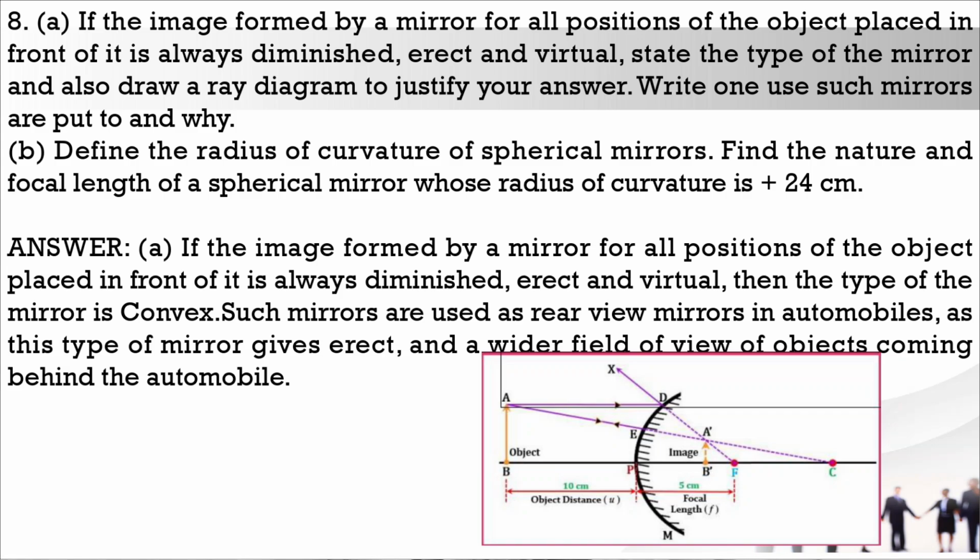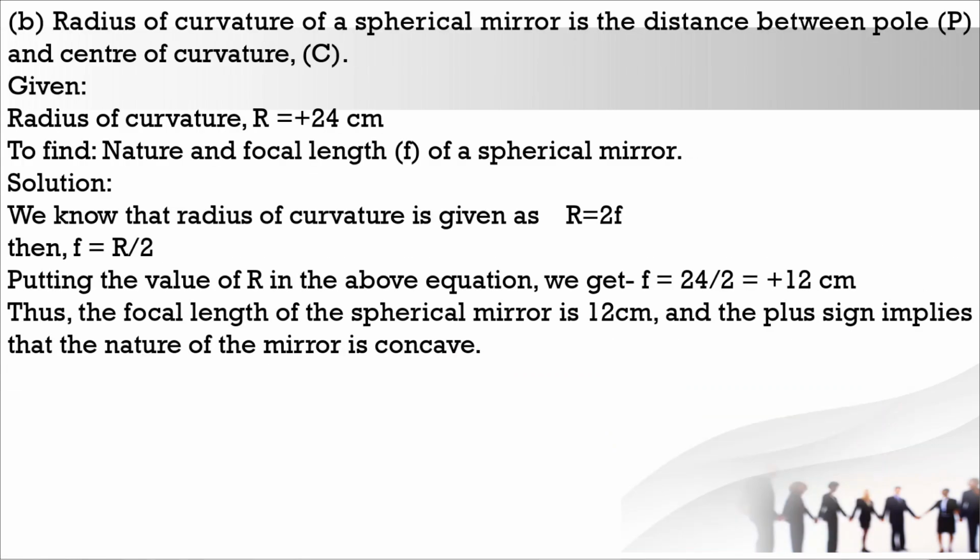Answer. A part. If the image formed by a mirror for all positions of an object placed in front of it is always diminished, erect and virtual, then the type of mirror is convex. Such mirrors are used as rear view mirrors in automobiles, as this type of mirror gives an erect image and a wide field of view of objects coming from behind the automobile. B. The radius of curvature of a spherical mirror is the distance between the pole and the center of curvature.